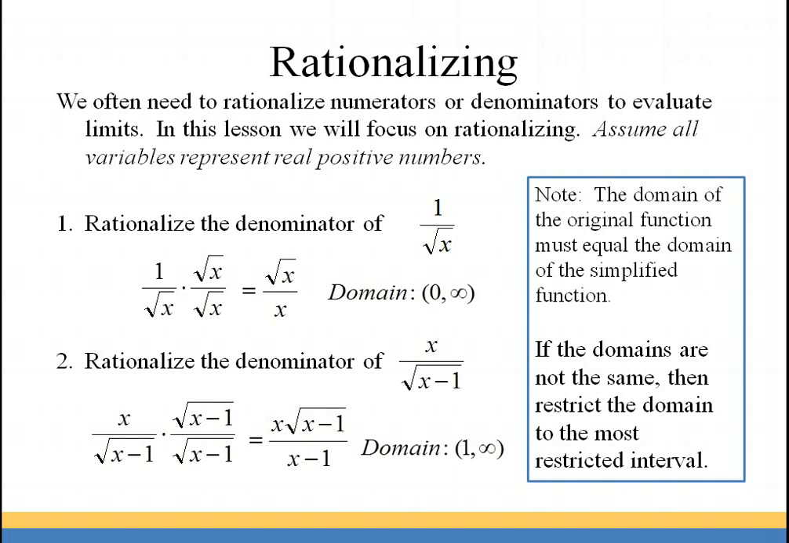Now looking at the original function, the domain is everything that's greater than 1. We have to be strictly greater than 1 because putting a 1 in for x in our denominator would cause us to have a 0 in the denominator. So we can't do that. So our domain is strictly greater than 1.